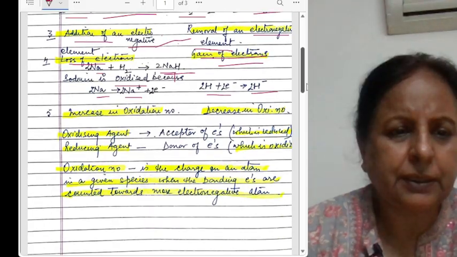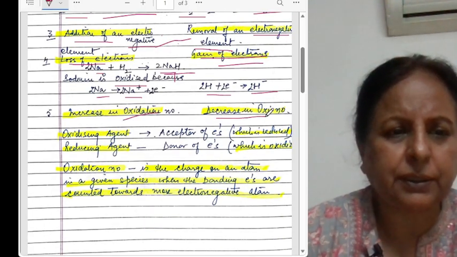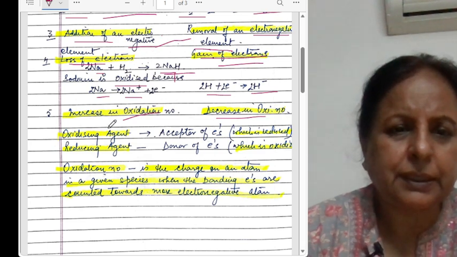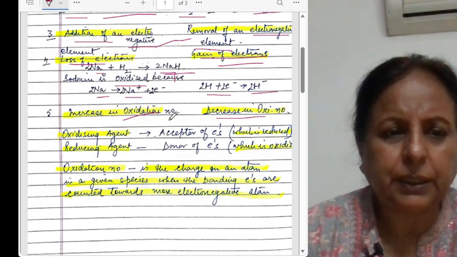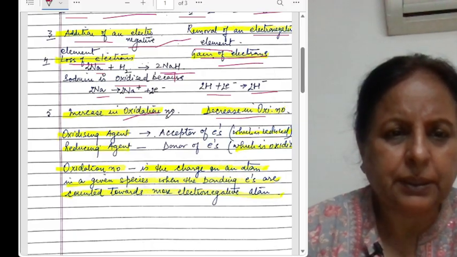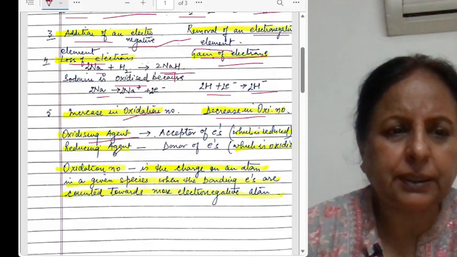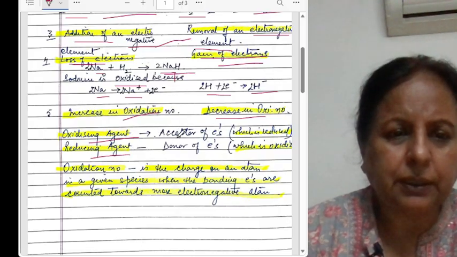Now next, increase in oxidation number or decrease in oxidation number. How we can find the oxidation number, I will discuss in the next video because it is in detail. Now next we find what is the oxidizing agent and what is the reducing agent.